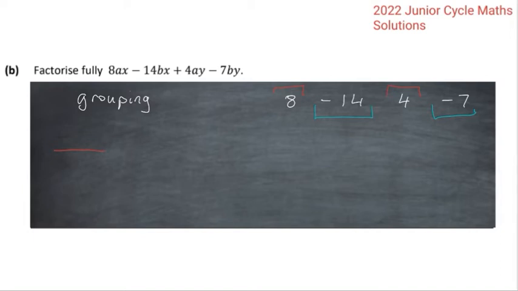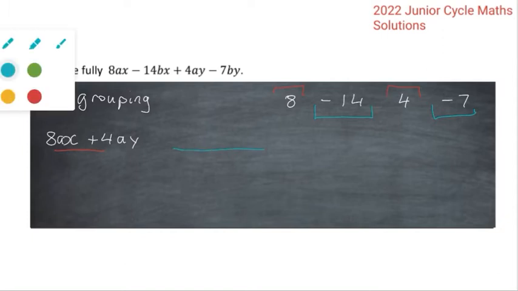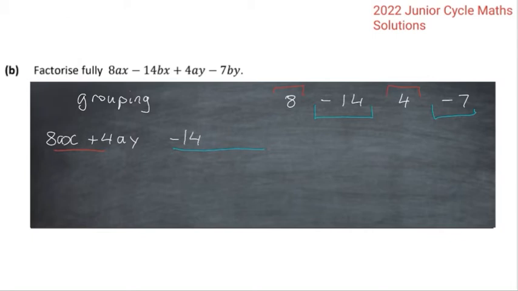So let's start. So 8ax and 4ay. That's the first group. And let's write the second group as well. So the larger number will go first. So we'll have minus 14bx. So we're going to color this so we can separate them out. So we have minus 14bx, and then we have minus 7by.